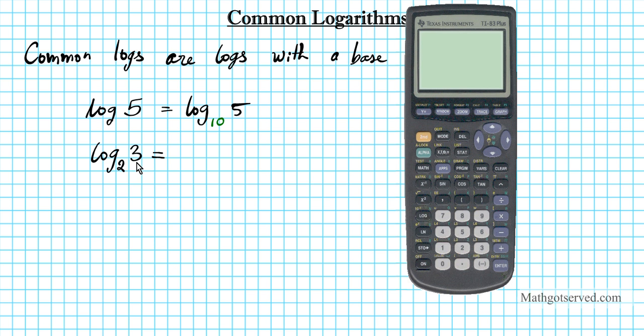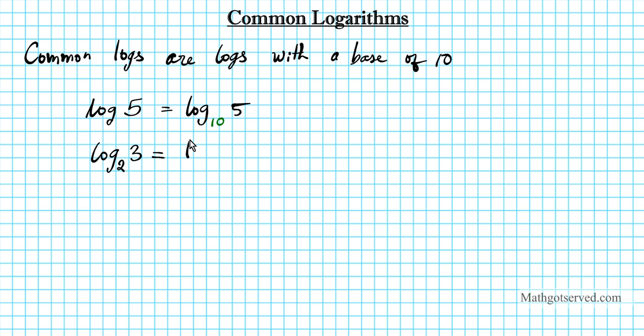So in order to be able to find the approximate value of this, I need to express this log base 2 as a common log, or namely log base 10, all right? So to do that, I'll use a method called the change of base formula. So this basically becomes log base 10 of 3 divided by log base 10 of 2. Let me write it like that first.